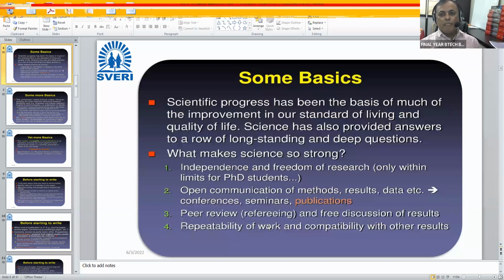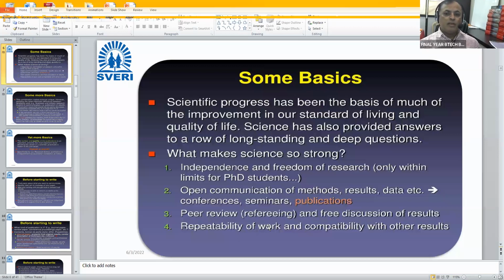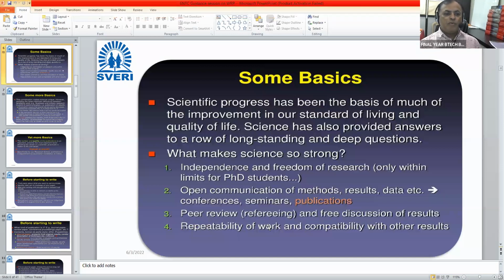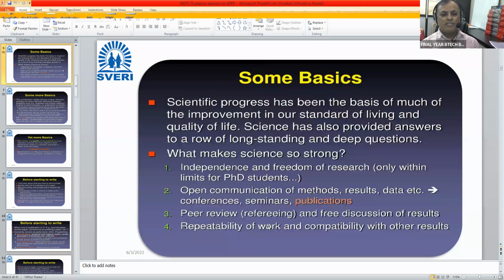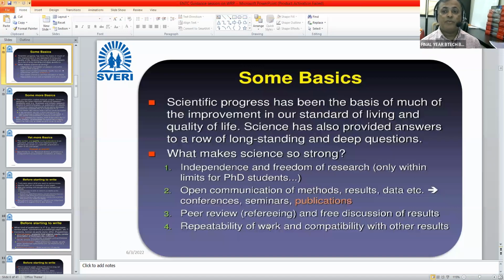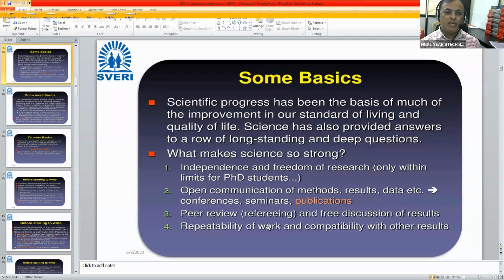So all these things are very important in writing the research paper. Some of the basics are why it is very important to write publications or research, and what makes science so strong: there has to be importance of the research work which is going to be carried out in everybody's life. Those who are taking higher education need to publish their work somewhere, whatever new work has been carried out. Then it may be an open communication of methods like results, data, etc.